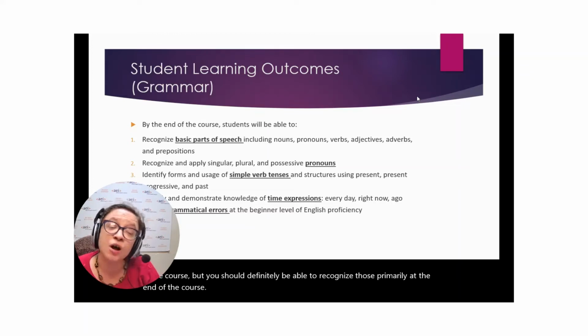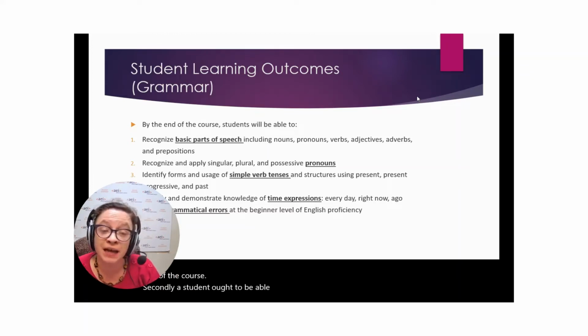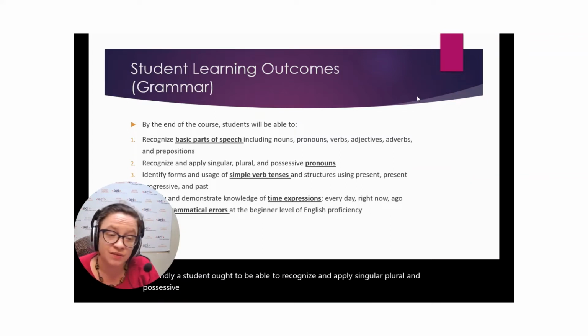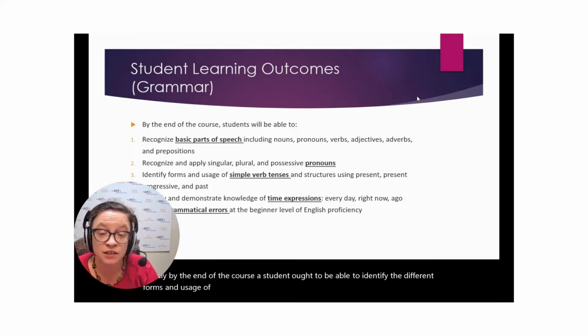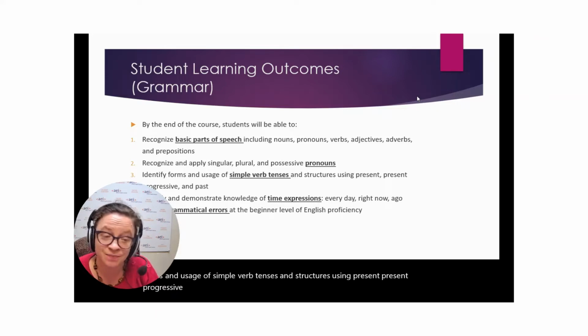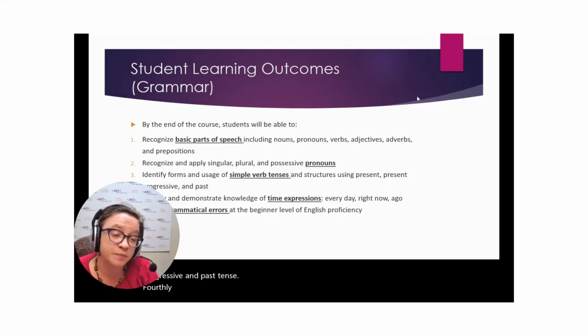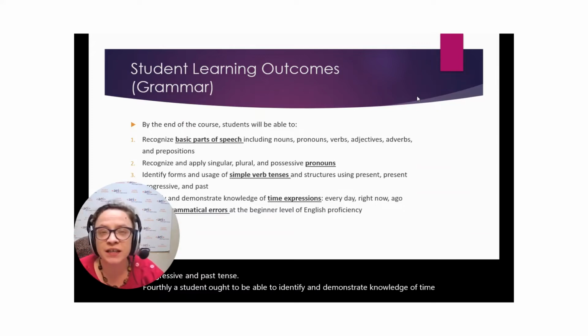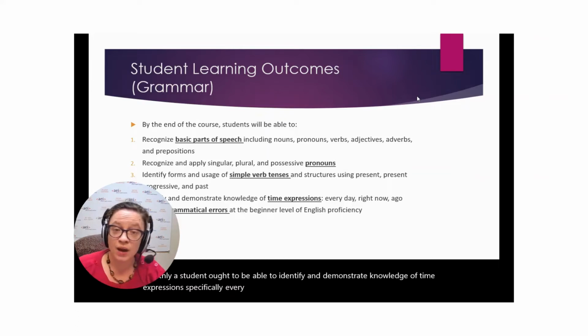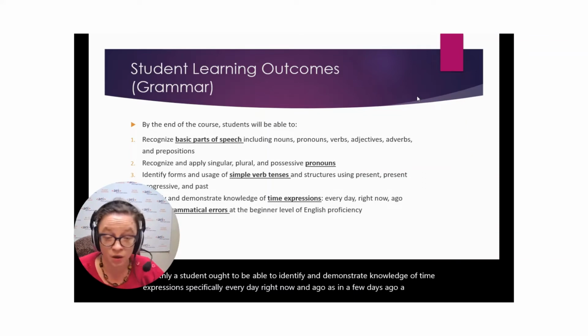Secondly, a student ought to be able to recognize and apply singular, plural, and possessive pronouns. Thirdly, by the end of the course, a student ought to be able to identify the different forms and usage of simple verb tenses and structures using present, present progressive, and past tense. Fourthly, a student ought to be able to identify and demonstrate knowledge of time expressions, specifically every day, right now, and ago, as in a few days ago, a month ago, a week ago, etc.